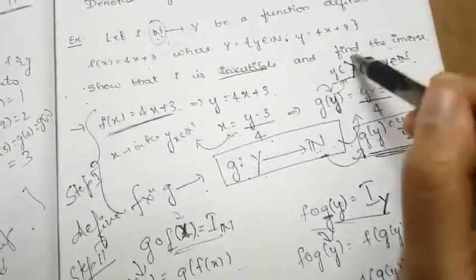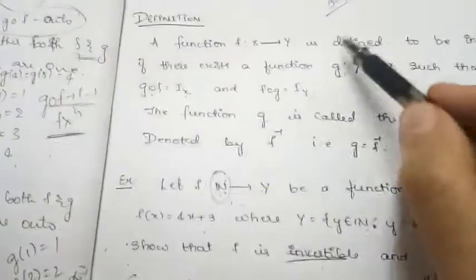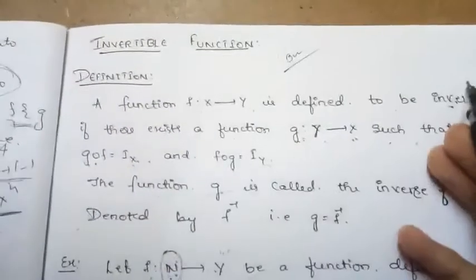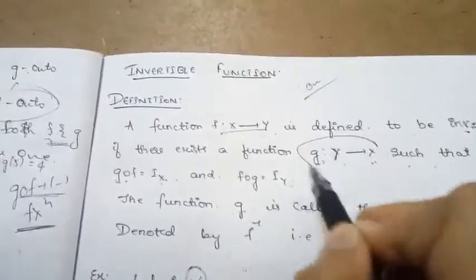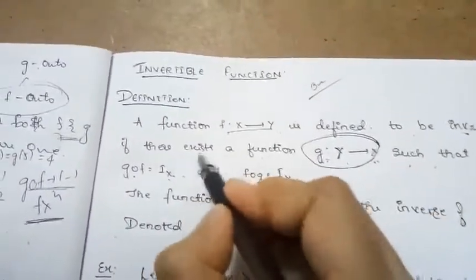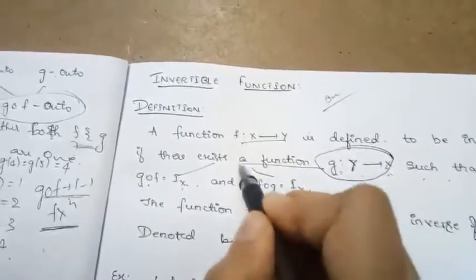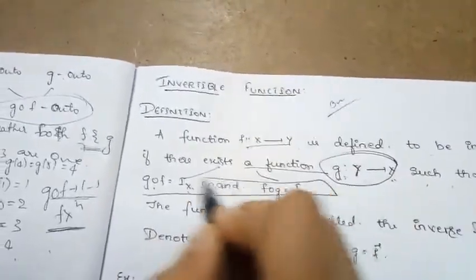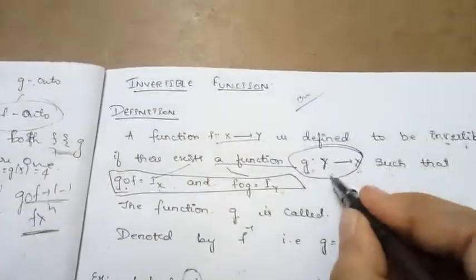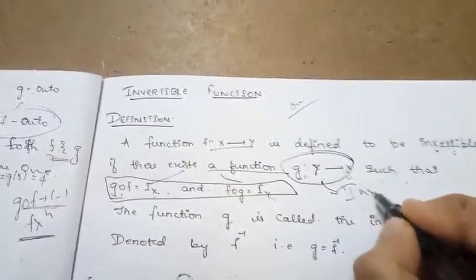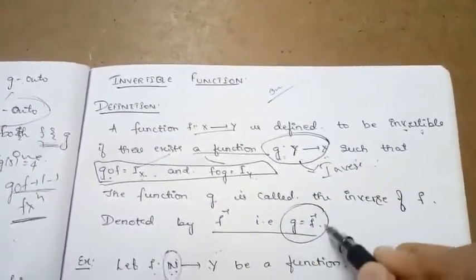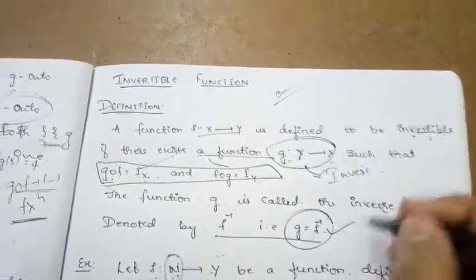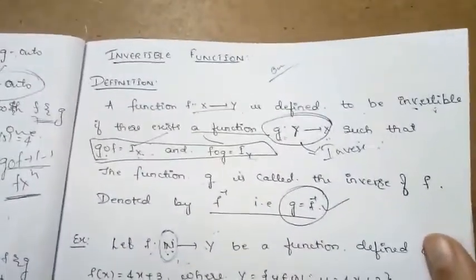They have said find the inverse. Inverse is nothing but this one. So this is how we have solved the question, and this is what the definition is saying. To brief the definition: if function f is said to be invertible, there exists a function g from y to x satisfying these two conditions, both g and f satisfying these two conditions. If it satisfies these two conditions, then function g itself is called the inverse of the function f, and that function is denoted by g is equal to f inverse. This is what the invertible function definition is saying.